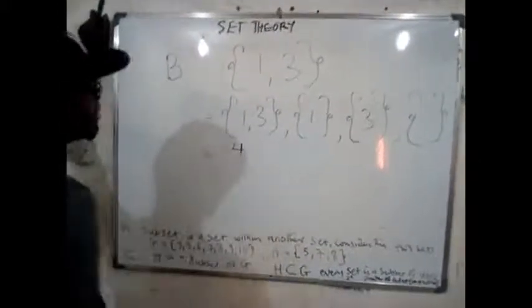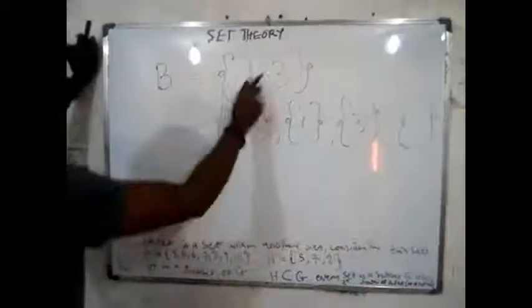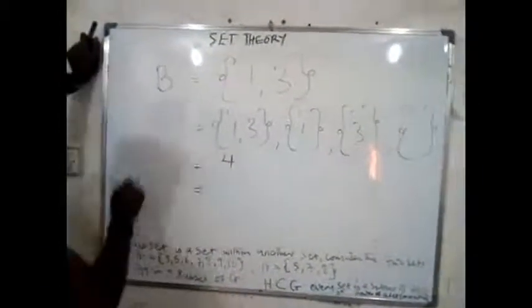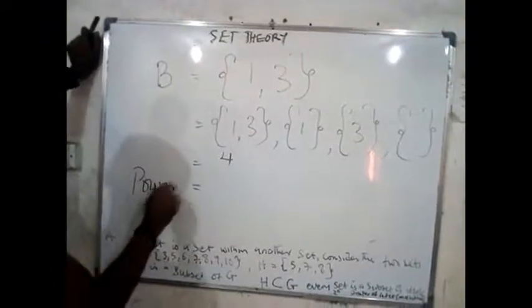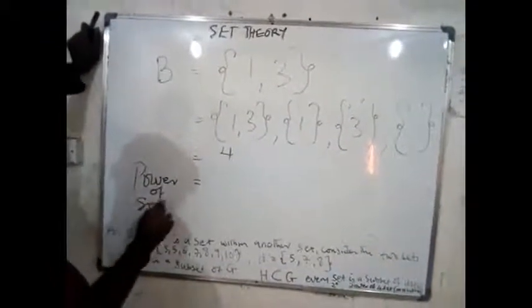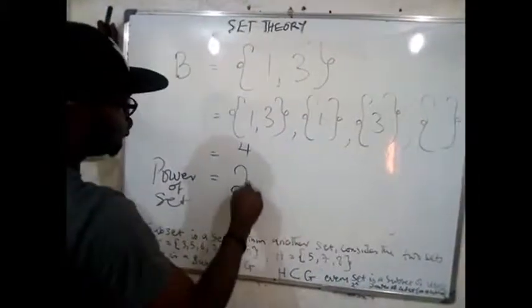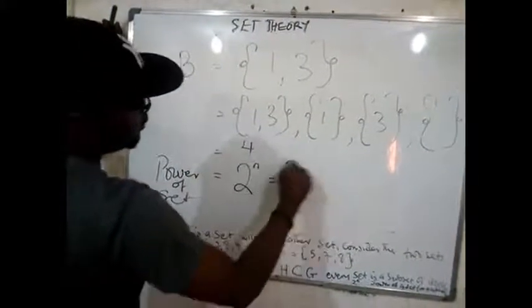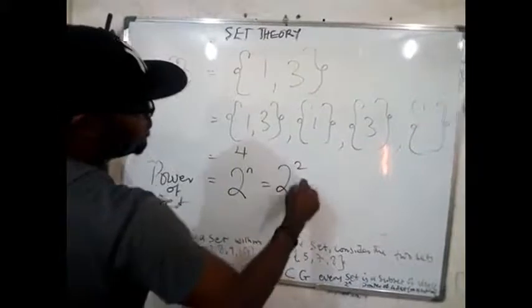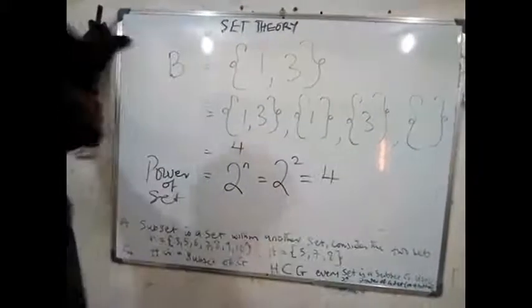Having 4. So given any set, the number of subsets is known as the power of the set. It's known as the power of the set. So how do you know the number of subsets? You simply count the number of elements that it has. Just do 2 to the power the number of elements. So this is going to have 4 subsets.